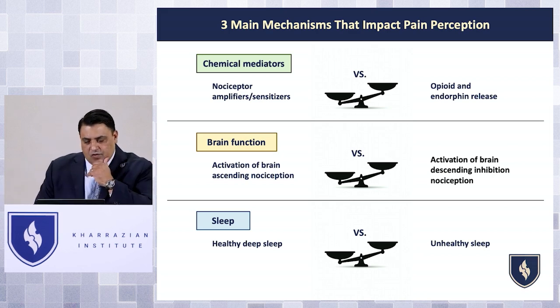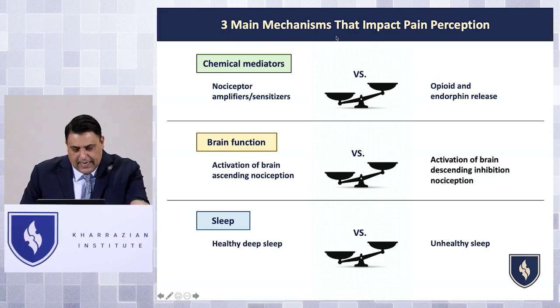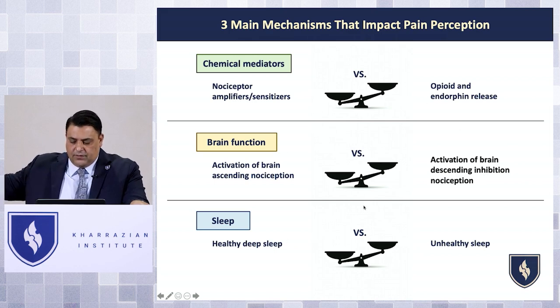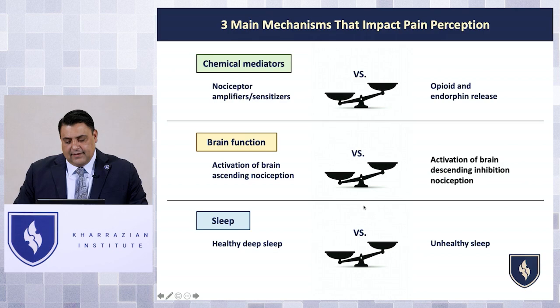So we're going to get into this when we get into treatment, but the three main mechanisms that impact pain perception are chemical mediators, so nociceptor amplifier sensitizers versus opioid endorphin releases, and then brain function, activation of brain ascending nociceptors in comparison to activation of brain descending inhibition of nociceptors, and then sleep, healthy deep sleep versus unhealthy sleep. So these three things is where we're going to really focus on in our evaluation and then eventually into our treatment protocol. And we'll get into that next. And that concludes the section on evaluation of pain. Thank you.